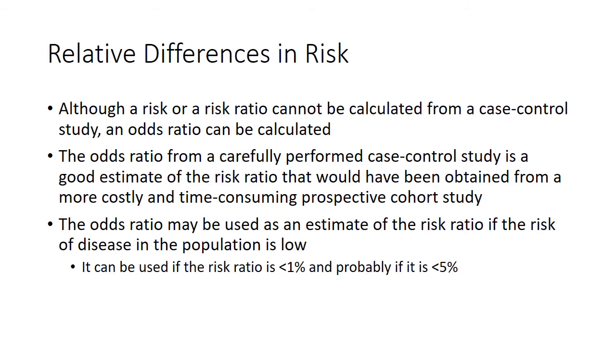So again, odds ratios tend to be a pretty good, close estimation of the risk ratio if the risk of disease in the population is very low. So if the risk of the disease is less than 1%, it can be used, and probably if it's less than 5%, but certainly the lower the actual risk of the disease, the closer it's going to be.